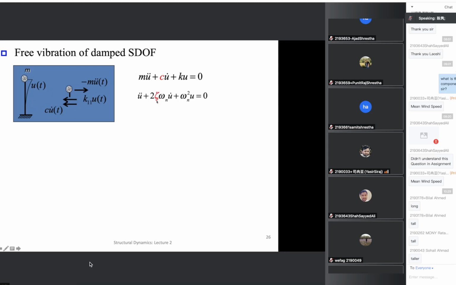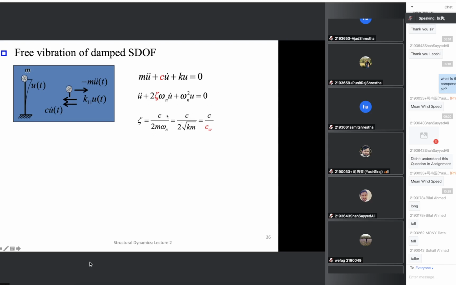We call this the damping ratio, okay, damping ratio. So from this equation and this equation, you know the damping ratio should be C divided by 2m omega n. So this is the definition of the damping ratio here, after we divided both sides by m.